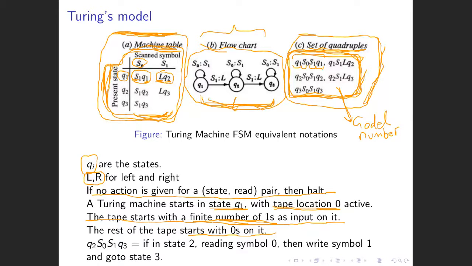So for example, here's a line in this notation. This means if you're in state 2 and you are reading symbol 0, then do an action, which in this case is write symbol 1, and go to state 3. Okay?